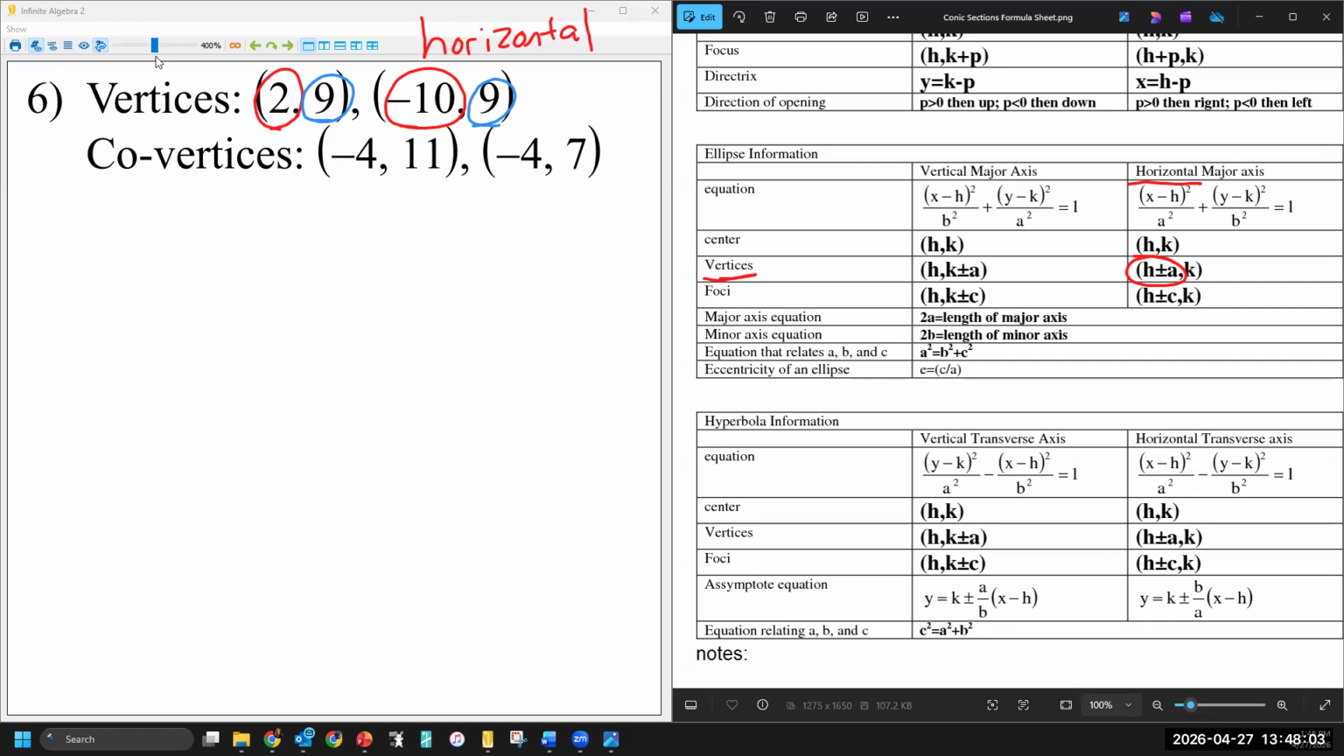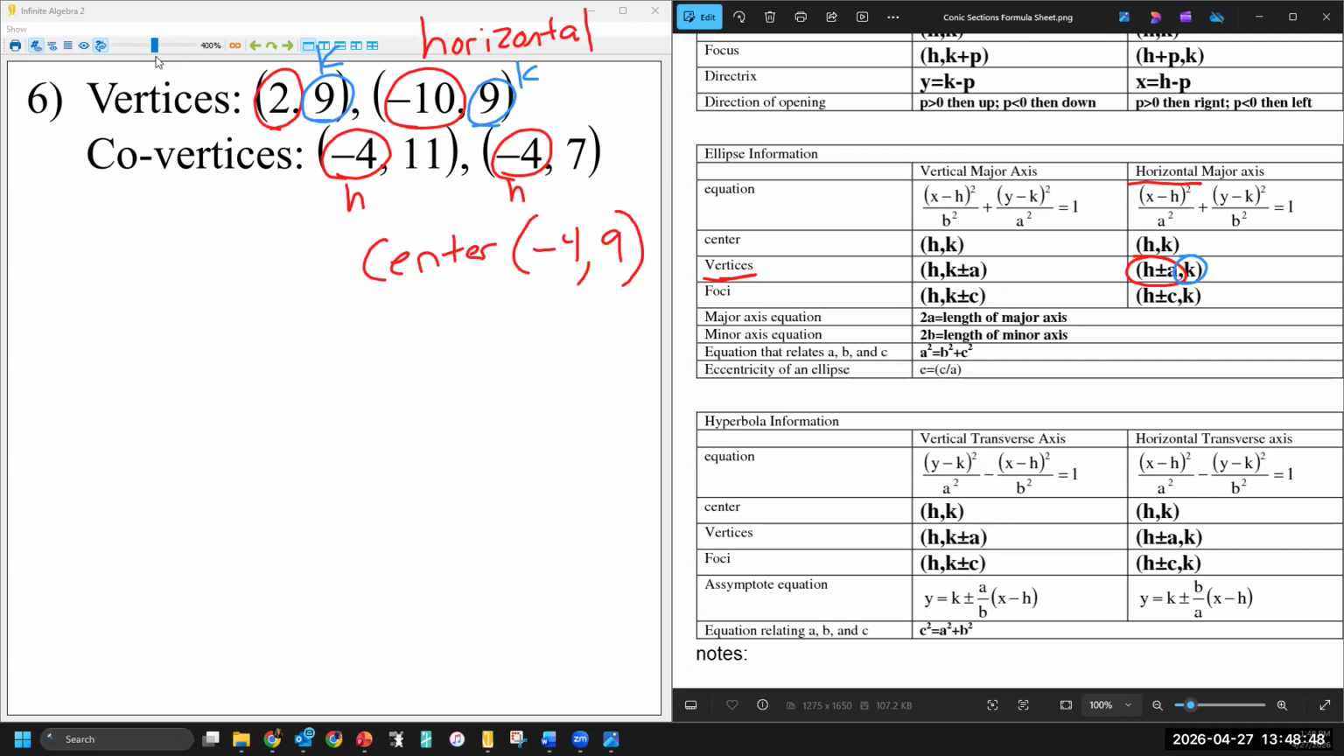All right, so I know it's horizontal. What do I do from there? Well, let's figure out which values are not changing. So up there, the 9. You see how the 9 is not changing? Well, that tells me the k. I know 9 has to be k. Okay. Well, let's go down to my covertices because covertices are backwards. You see, for covertices, the x value is not changing, which means that has to be my h. So that means I already know the center. I already know the center is h, negative 4, comma 9.